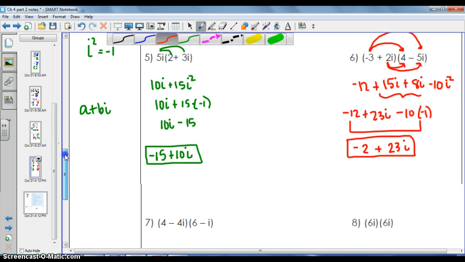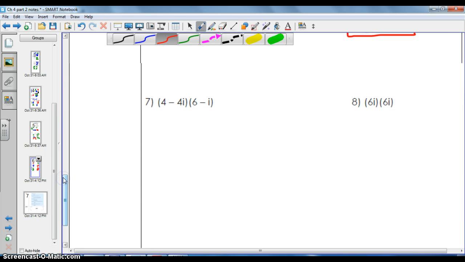All right, I want you to try these last two examples on your own. Again, be careful when you take the i times the i and get i squared. Make sure it's a negative 1 that you then change it to. So FOIL number 7, and then you're just ending up multiplying these two together and then simplifying on number 8. So try both those, pause, and then check when you're ready.